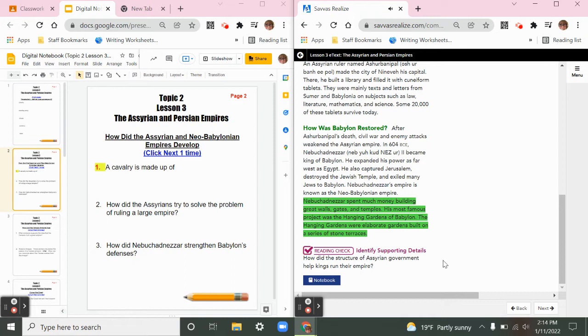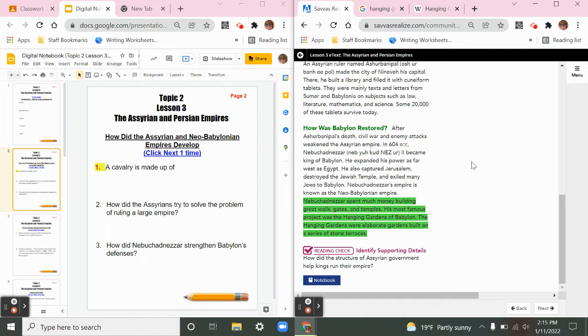Nebuchadnezzar's empire is known as the Neo-Babylonian Empire. Nebuchadnezzar spent much money building great walls, gates, and temples. His most famous project was the Hanging Gardens of Babylon. The Hanging Gardens were elaborate gardens built on a series of stone terraces.